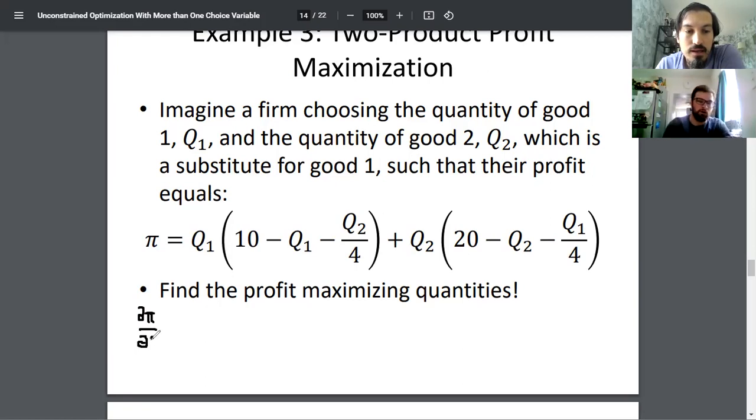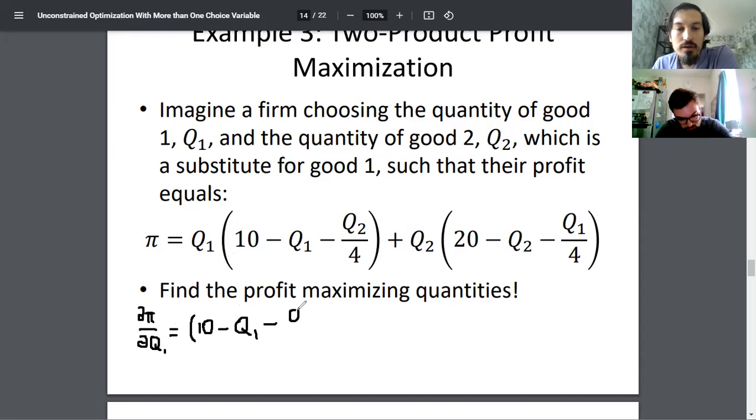So what we want is d pi dQ1. I wonder if we could do this just by looking at it. We could use the product rule here. We don't have to, but I'll show you how it works even when you don't need to use it. I'll take the derivative of the first term and leave the second unchanged. By the way, the derivative of Q1 is just 1, so that is 10 minus Q1 minus Q2 over 4.